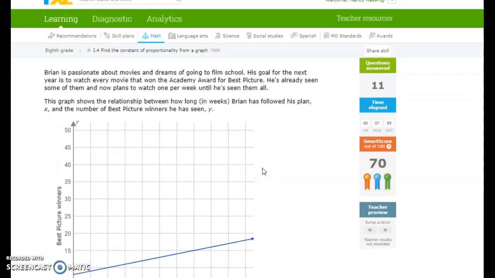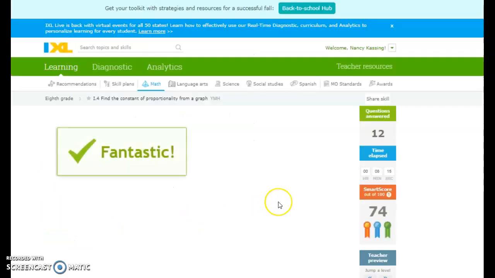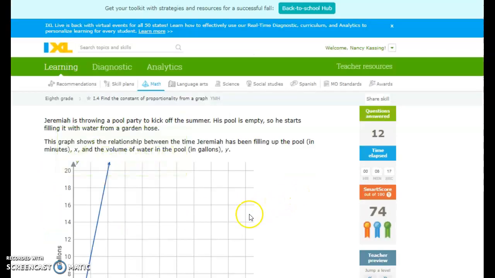And that's exactly what this wants you to do on this IXL. The last ones you're going to say, is it a proportional relationship? And if it is, you're going to tell the rate. And if it's not, you will not. Let's look at one more. This one, is it going through the point (0, 0)? No, it's not. So we know it's not a proportional relationship. There you go. Good luck with the IXL.